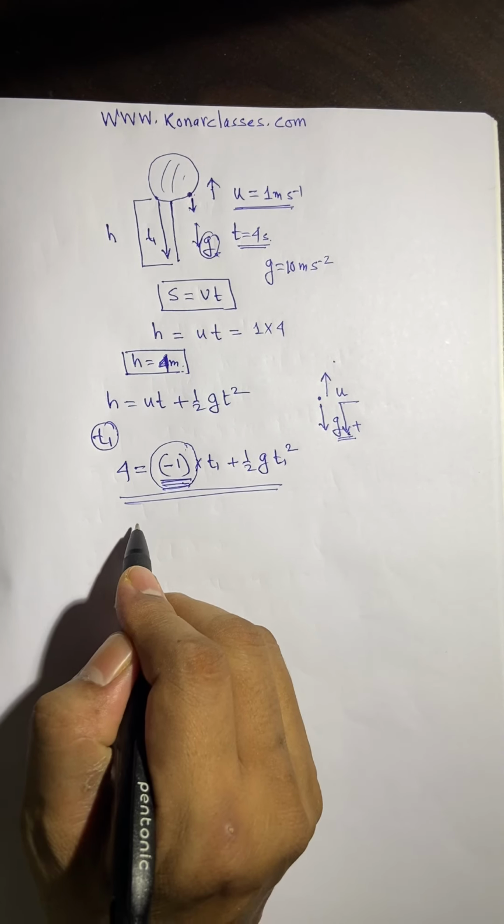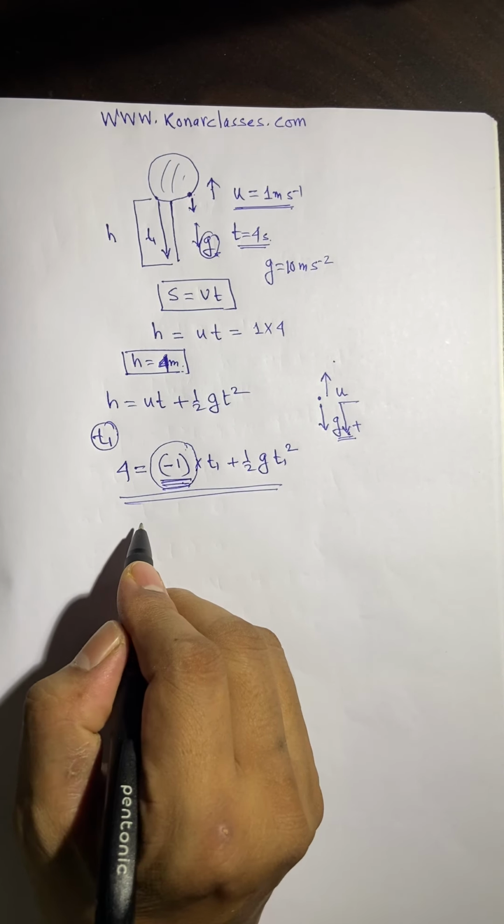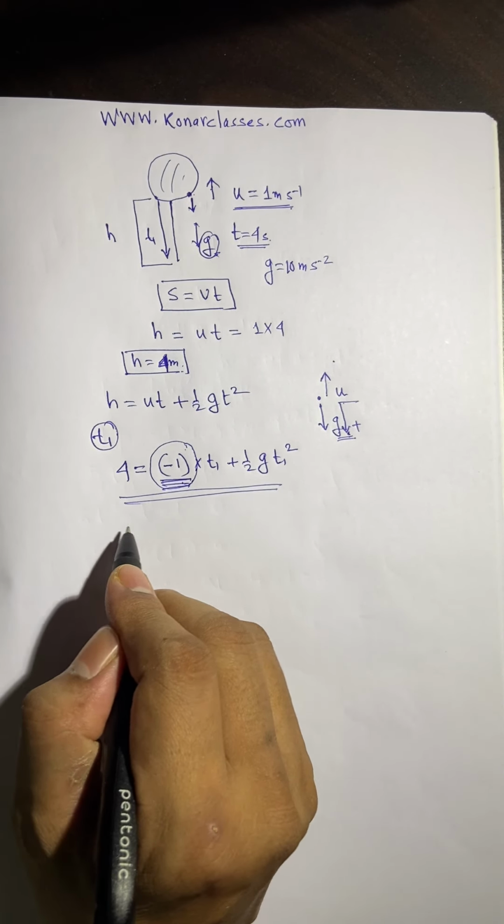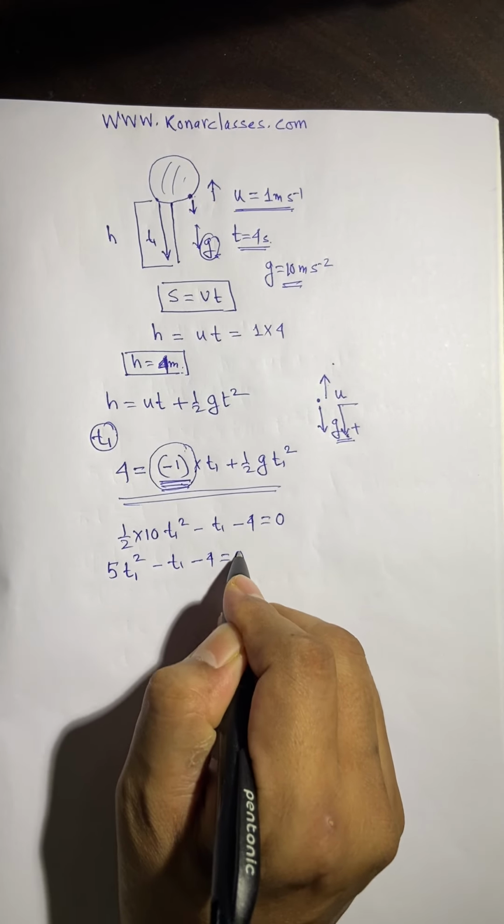So now after this we will just calculate and put the value of g also. Here it is coming half into 10, since the value of g is given, into t1 square, minus t1, minus 4 equal to 0. So it is coming 5 t1 square minus t1 minus 4 equal to 0.